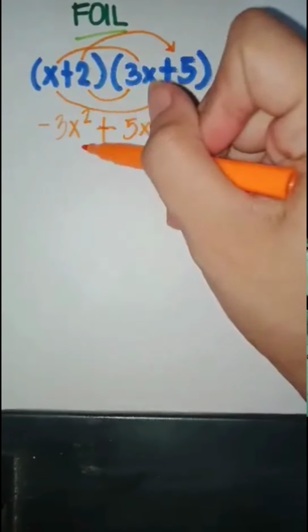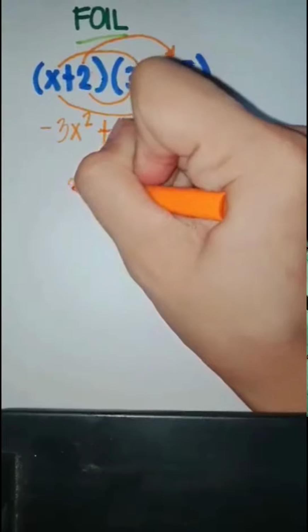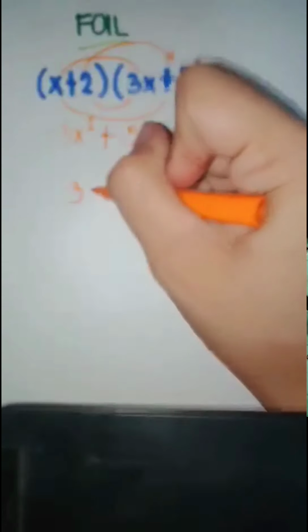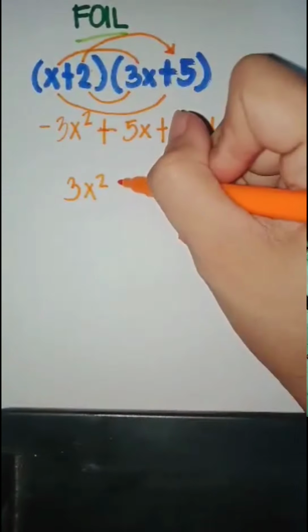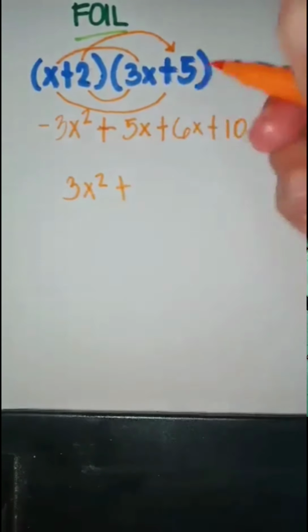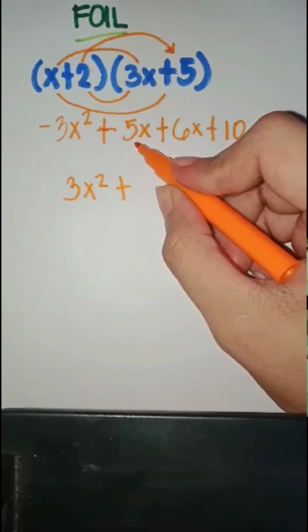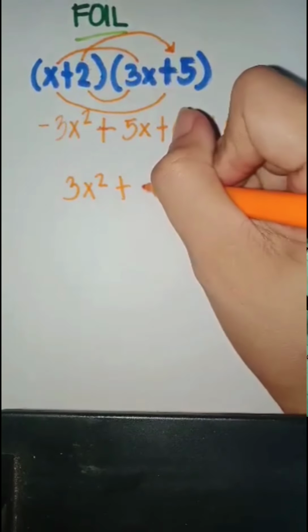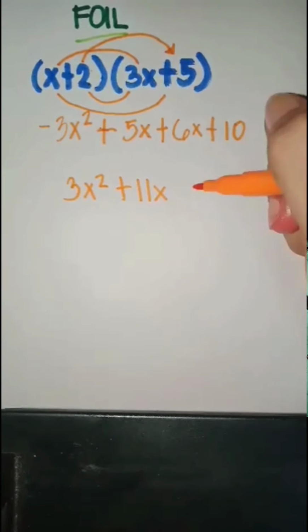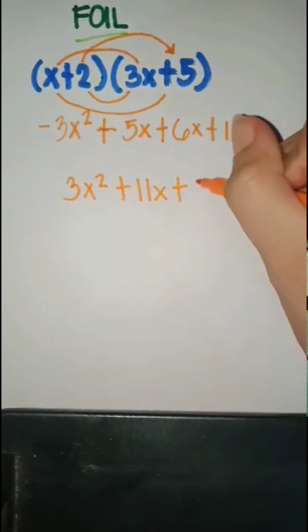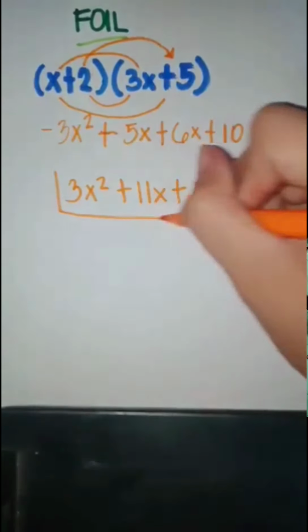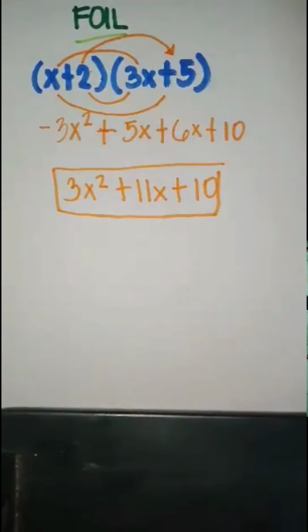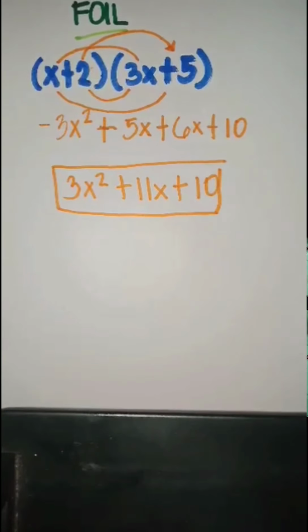So we copy this one: 3x squared, plus 5x plus 6x equals 11x, plus 10. So that is the answer of the FOIL technique in our solution.